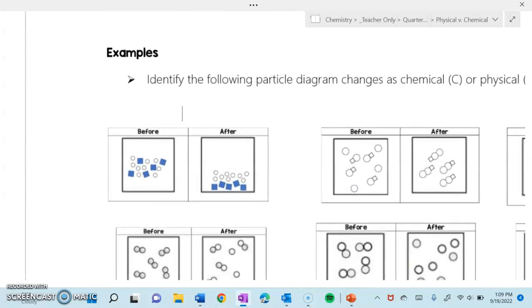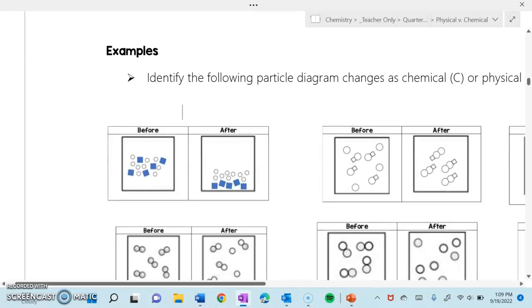So let's take a look at our first particle diagram. Before we start any of these, we want to make sure it follows the law of conservation of mass. When we're drawing particle diagrams, they need to follow it. So this is what we mean by following the law of conservation of mass. Check your mass before. We have 5 blue squares in the before. My mass on the after also needs to be 5 blue squares because mass of reactants equals mass of the products.